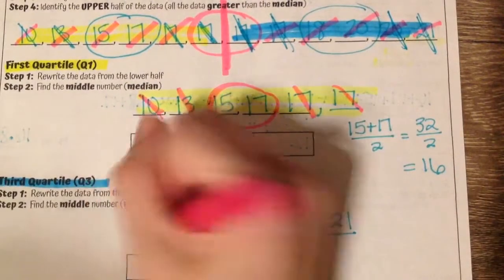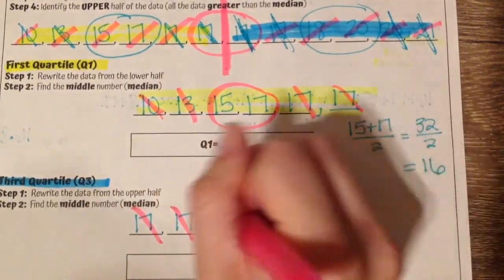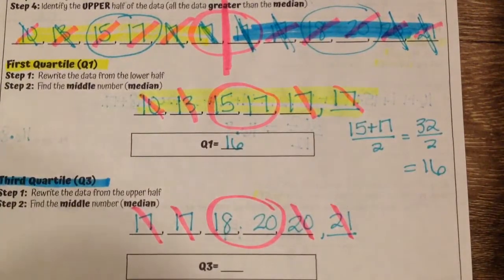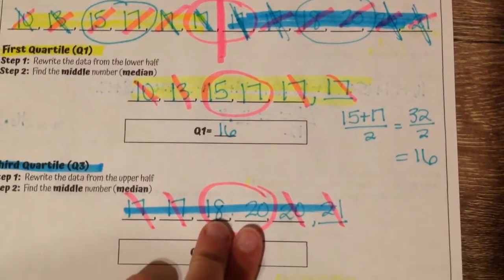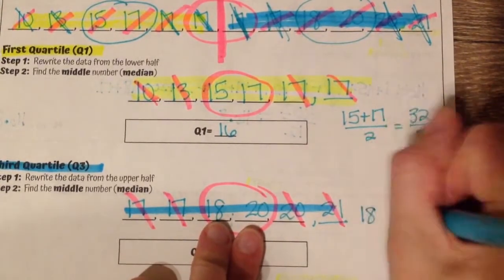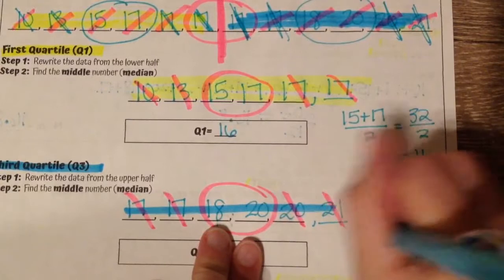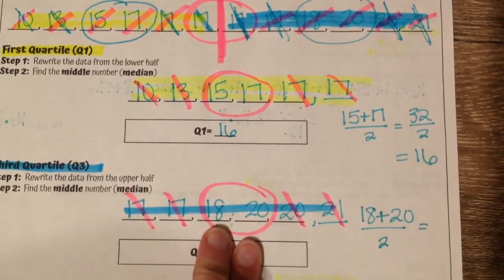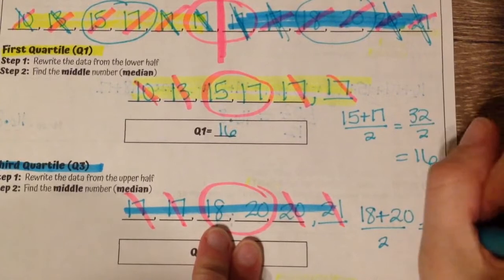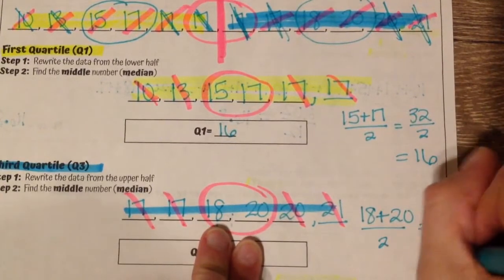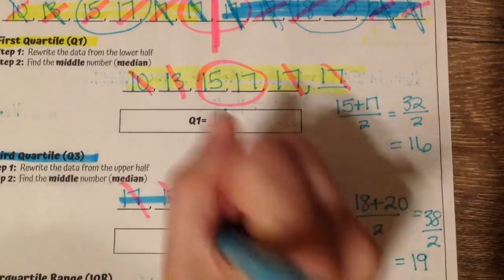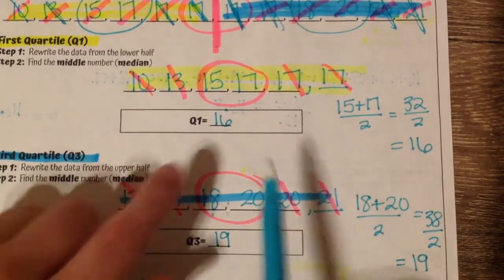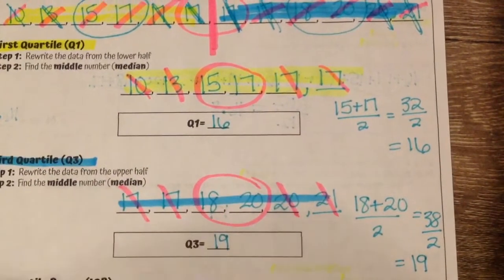Lowest, highest, lowest, highest, and these two values in the middle. I'm going to highlight that again so it matches with that top half. Again, when we have two numbers in the middle, we need to find the average of them. So 18 plus 20, divide that by 2. 18 plus 20 is 38. 38 divided by 2 is 19. So our Q3 is 19, which again makes sense. What number is in between 18 and 20? It's 19.